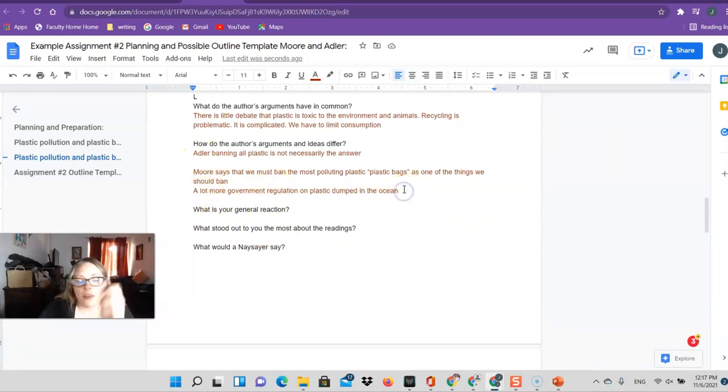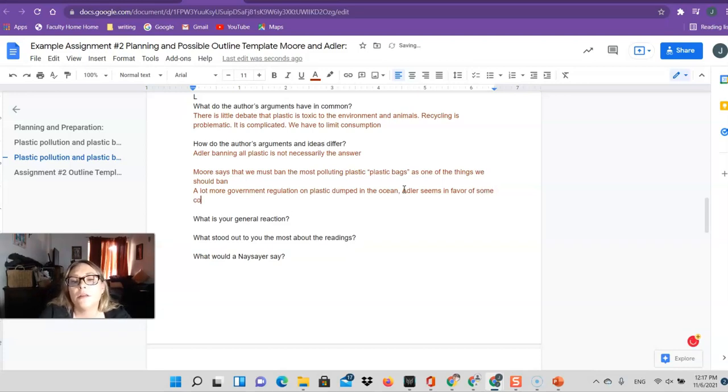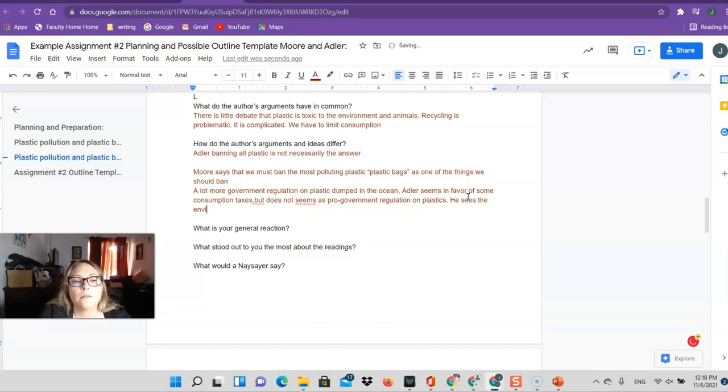And we could say that Adler seems in favor of some consumption taxes, but does not seem as pro-government regulation on plastics. Okay. So he sort of sees plastic in the environment and climate change as a whole to be the biggest issue.